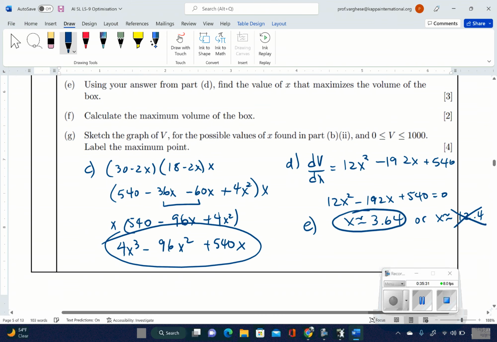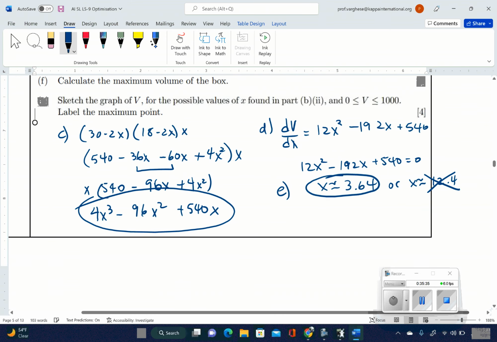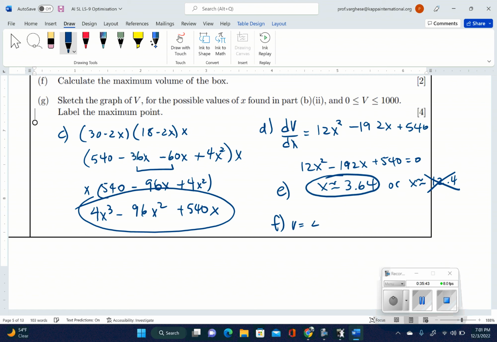For part F, it says calculate the maximum volume of the box. So to do that, we're going to take our 3.64 and plug it into our function. So V is equal to 4 times x, which is 3.64, to the third power minus 96 times x, which is 3.64 squared, plus 540 times 3.64. Okay, take all of that, plug it into the calculator, and you're going to get that the volume is about 887 centimeters to the third power. That is our volume, and the last one is to sketch.